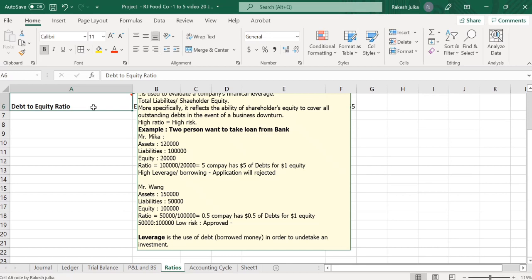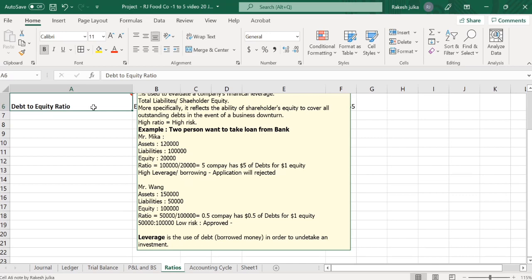$100,000 is the equity, and the ratio is total liability 50,000 to equity 100,000. It means only 0.5, 50 cents of debt for one equity, which is very low risk, and definitely I will approve this application.